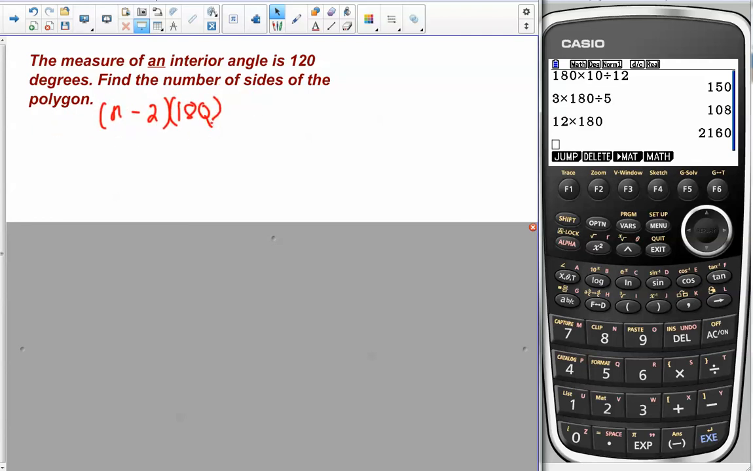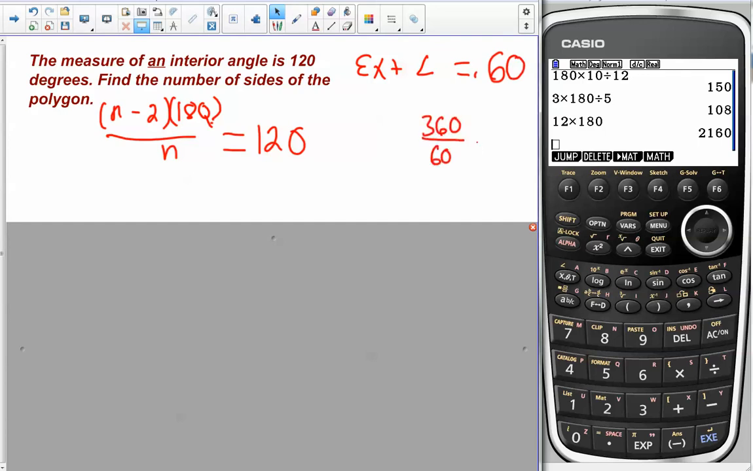180 over n is equal to 120. Well, that sounds like a complicated thing because you're going to multiply n times 120, so you get 120n, and then you distribute. But what is the exterior angle? It's equal to 60, right? Just do 360 over 60, which is equal to 6. That gives you your number of sides. That's a much easier way to do it. I don't care which way you do it, just do whichever you want. So that gives you 6 sides.